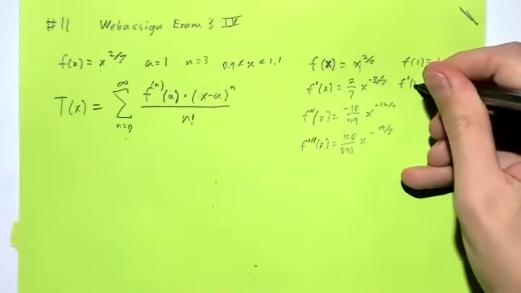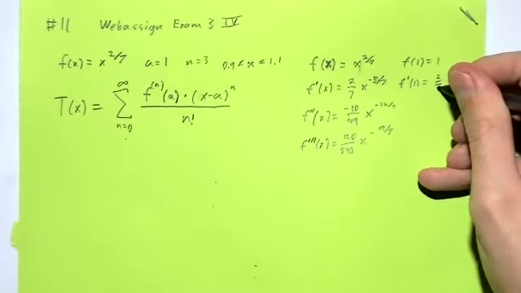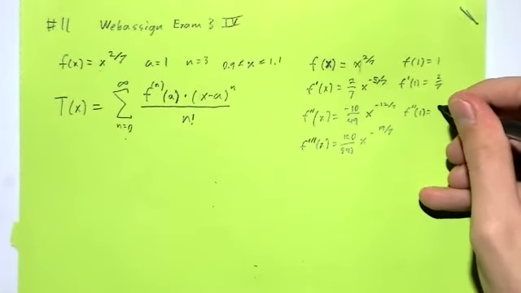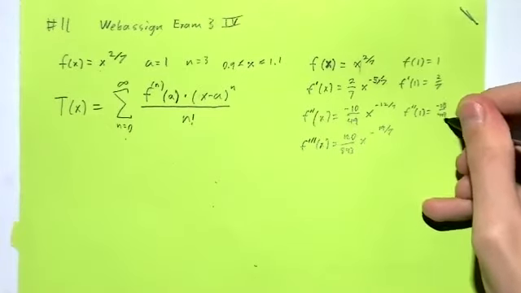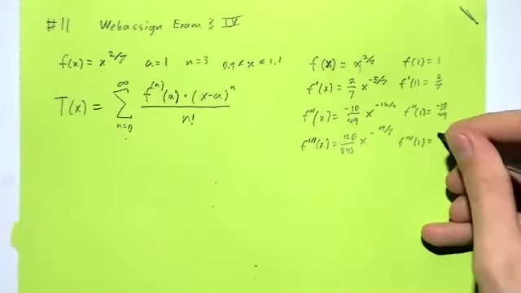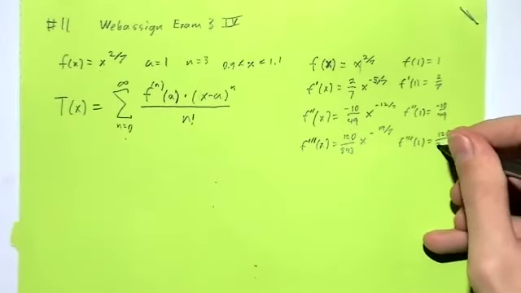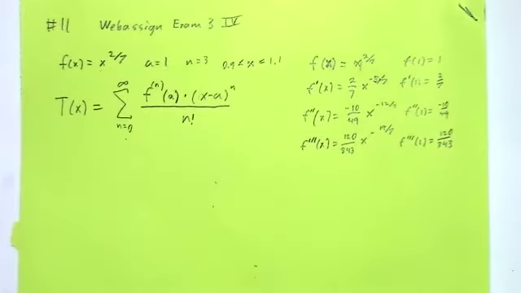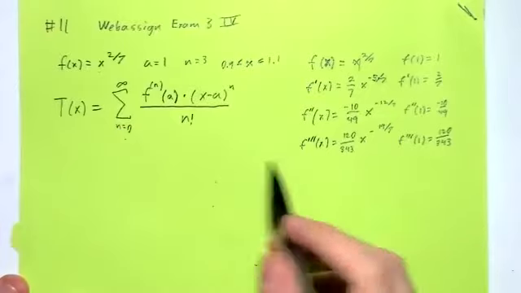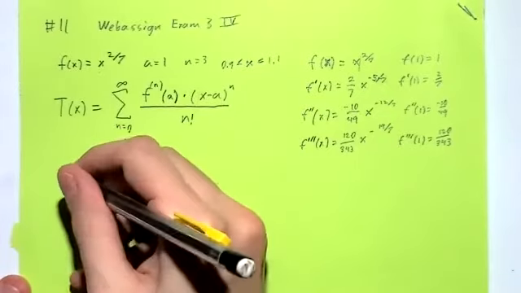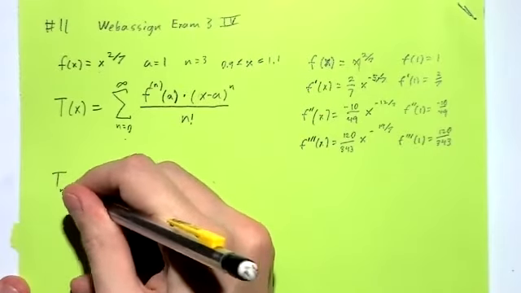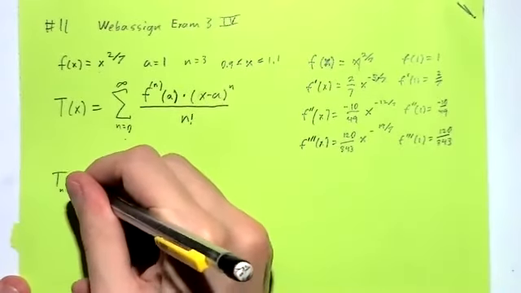F prime of 1 is going to equal 2/7. F double prime of 1 is going to be equal to negative 10/49. And f triple prime of 1 is going to be equal to 120/343. So now we just plug all of that into our series. So this is going to be T_3 of x.